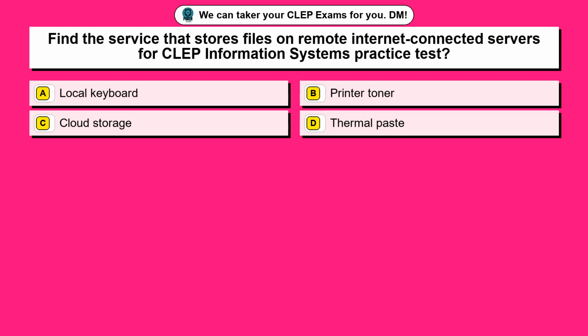Question 27. Find the service that stores files on remote internet-connected servers for CLEP Information Systems practice test. Option A, local keyboard. Option B, printer toner. Option C, cloud storage. Option D, thermal paste. The correct answer is option C, cloud storage.